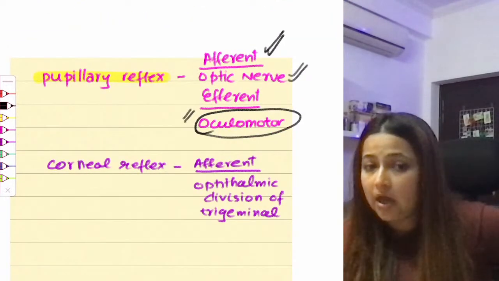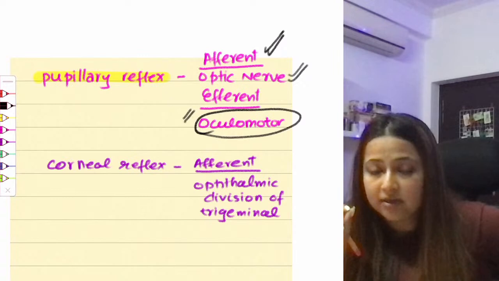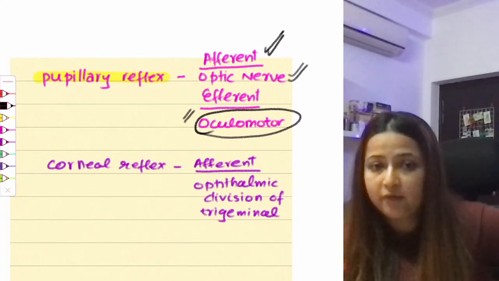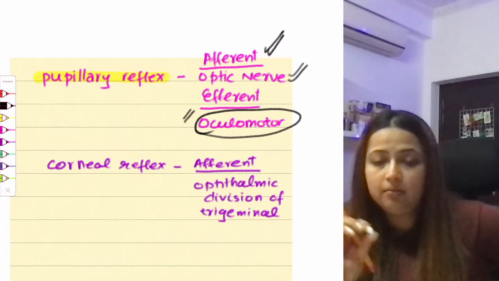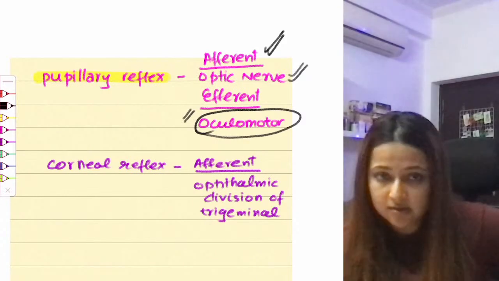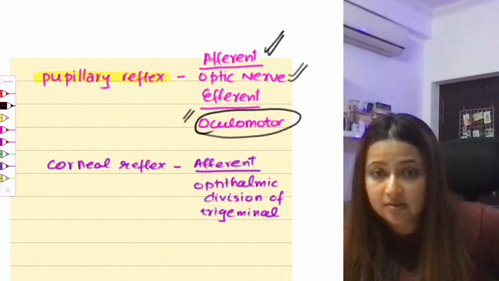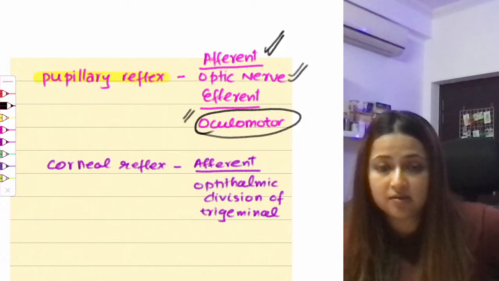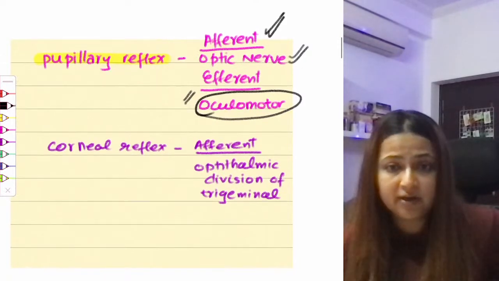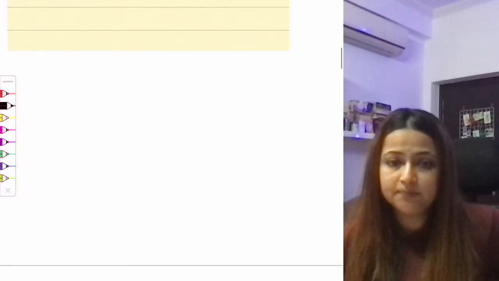So now, what you have to do is read about all these reflexes, like what is the efferent component of the corneal reflex. This is the question that you have to read once this class gets over. I've intentionally not written it here, so please read about it.